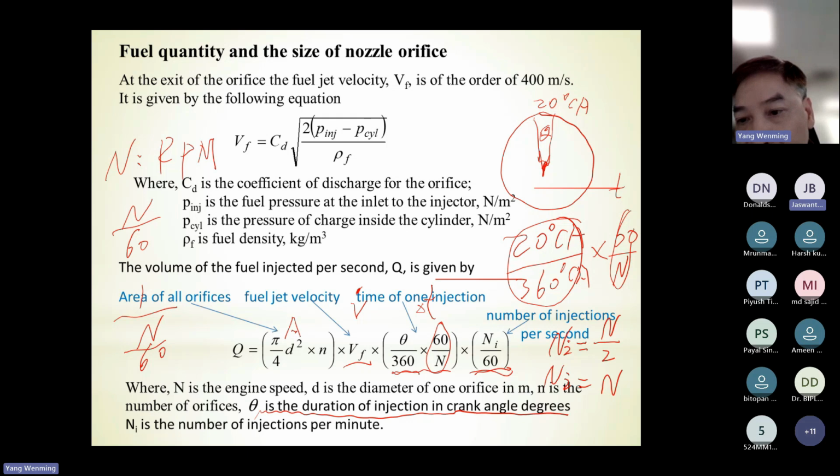The number of times the fuel is injected in 4-stroke and 2-stroke engines is different. For 4-stroke, every 2 revolutions there is only 1 injection, correct? But for 2-stroke, every revolution there is 1 injection. That's why for 4-stroke, the number of fuel injections equals the engine speed divided by 2, correct? And for 2-stroke, the number of injections equals the engine speed, correct?